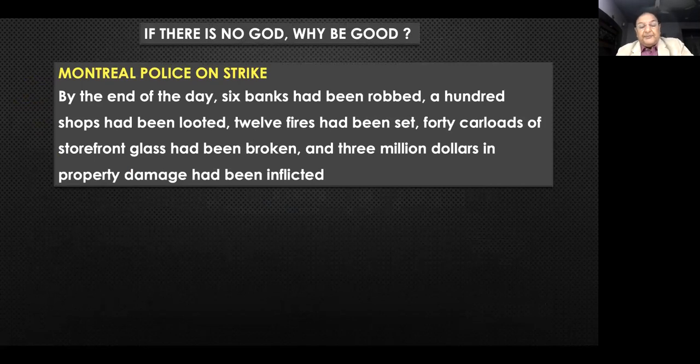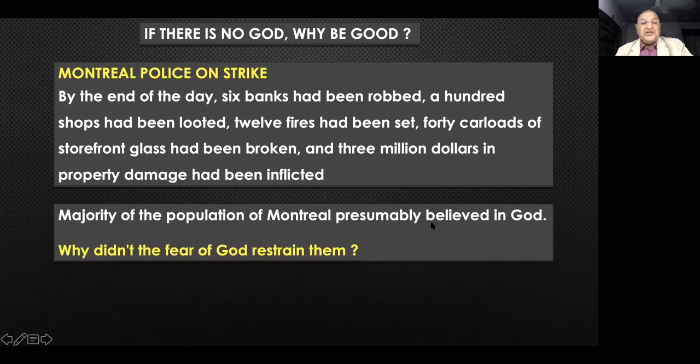He gives an example. This is a real story: once the Montreal police were on strike for almost, I think, 12 hours. So by the end of the day, what happened? Six banks had been robbed, 100 shops had been looted, 12 fires had been set, 40 carloads of storefront glasses had been broken, and $3 million in property damage had been inflicted. So now his question is, the majority of the population of Montreal presumably believed in God. So why didn't the fear of God restrain them?